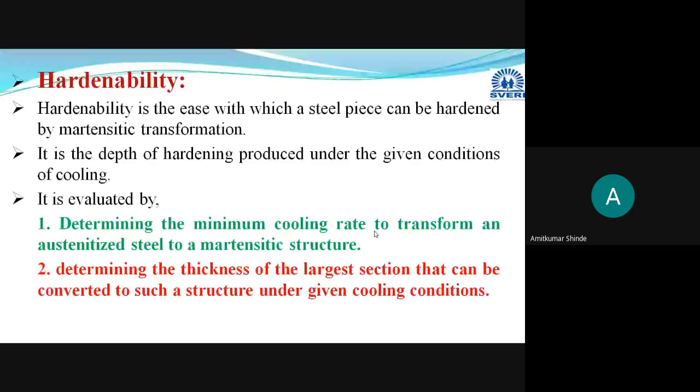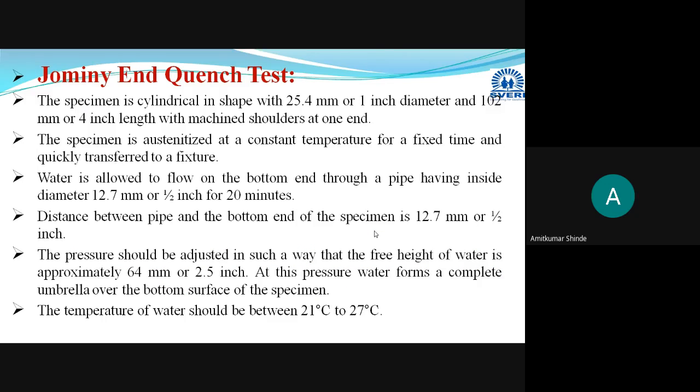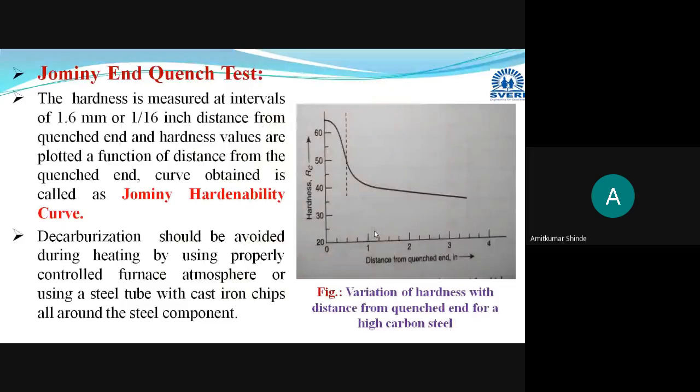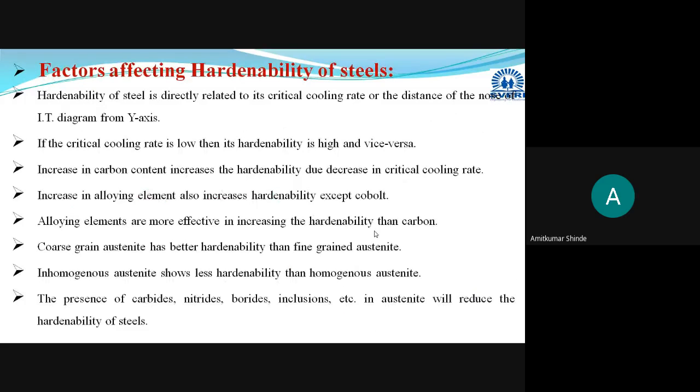This Jominy end quench test is also included in your practicals. We are going to conduct one practical on this. Whichever practical procedure we are going to conduct in the lab, we will discuss here only. In this lecture, we are going to discuss the concept of hardenability, then the Jominy end quench test, how it is performed, and what the outputs from this test are, in brief. Then we will discuss the factors affecting the hardenability.